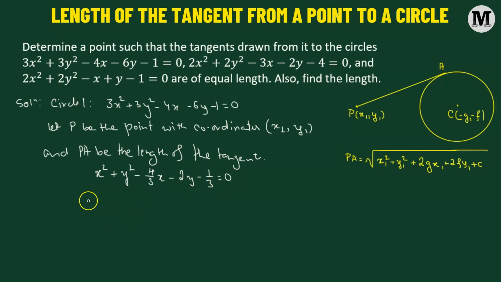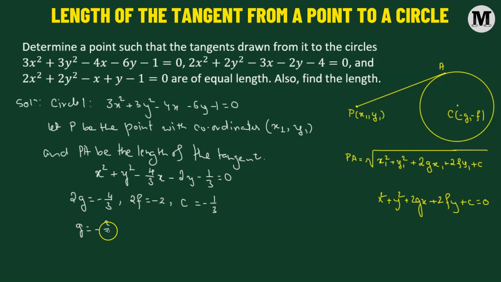Now when we compare it with the general equation of the circle, which is x squared plus y squared plus 2gx plus 2fy plus c equals 0, our 2g will be equal to -4 over 3, 2f will be equal to -2, and the c value will be -1/3. Which means g comes out to be -2/3, the f value will be equal to -1, and the c value will be -1/3.